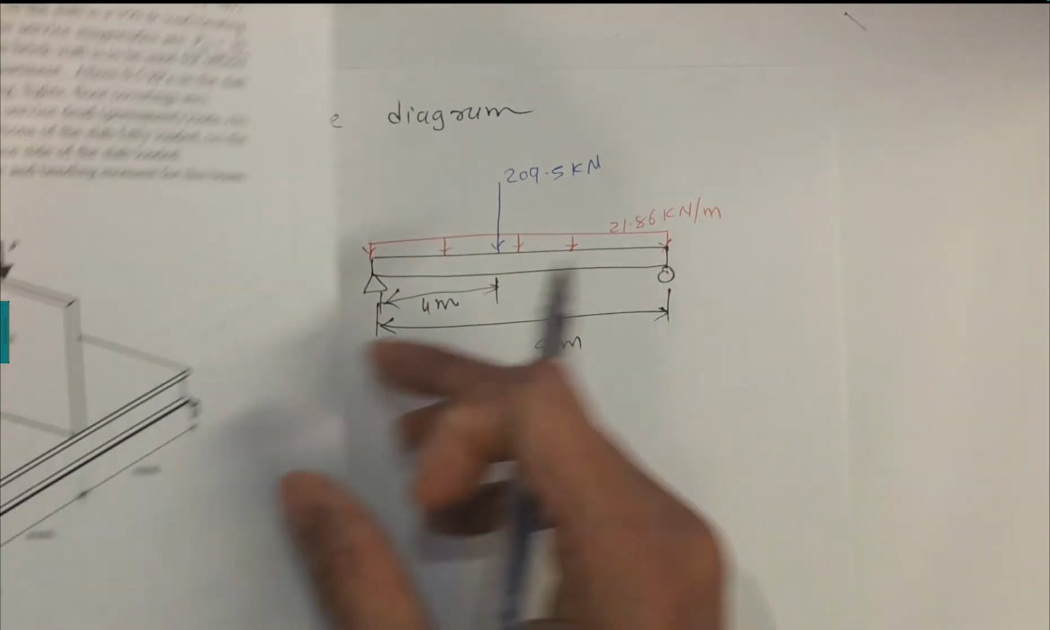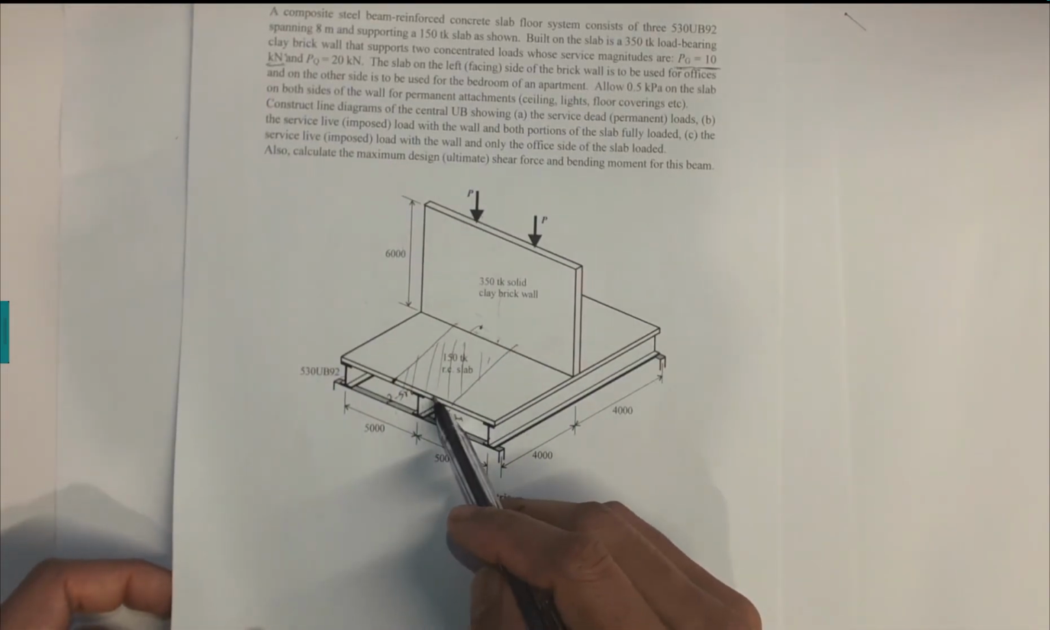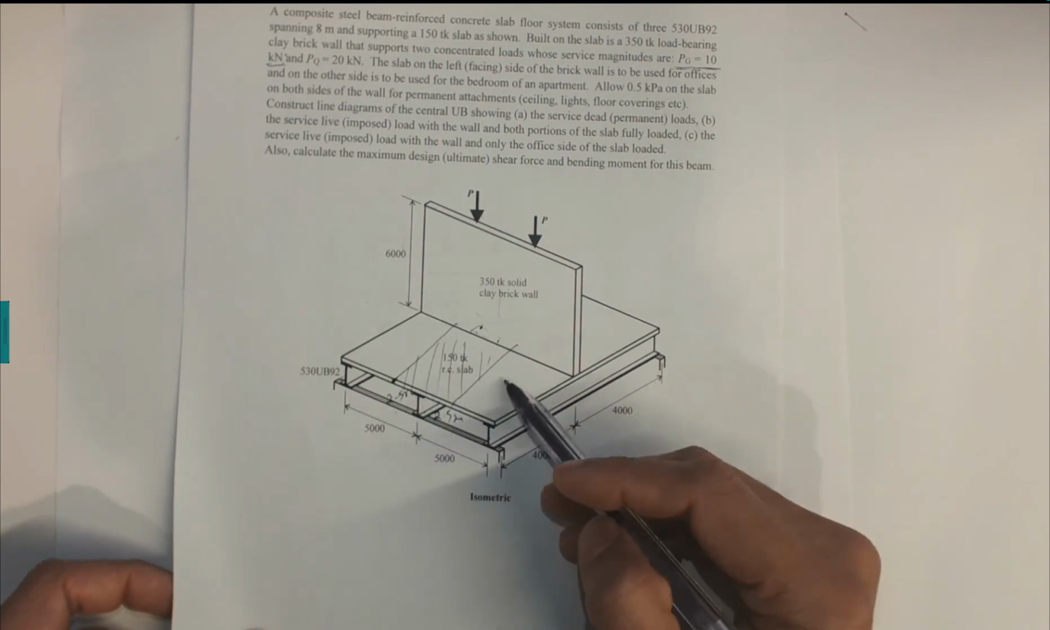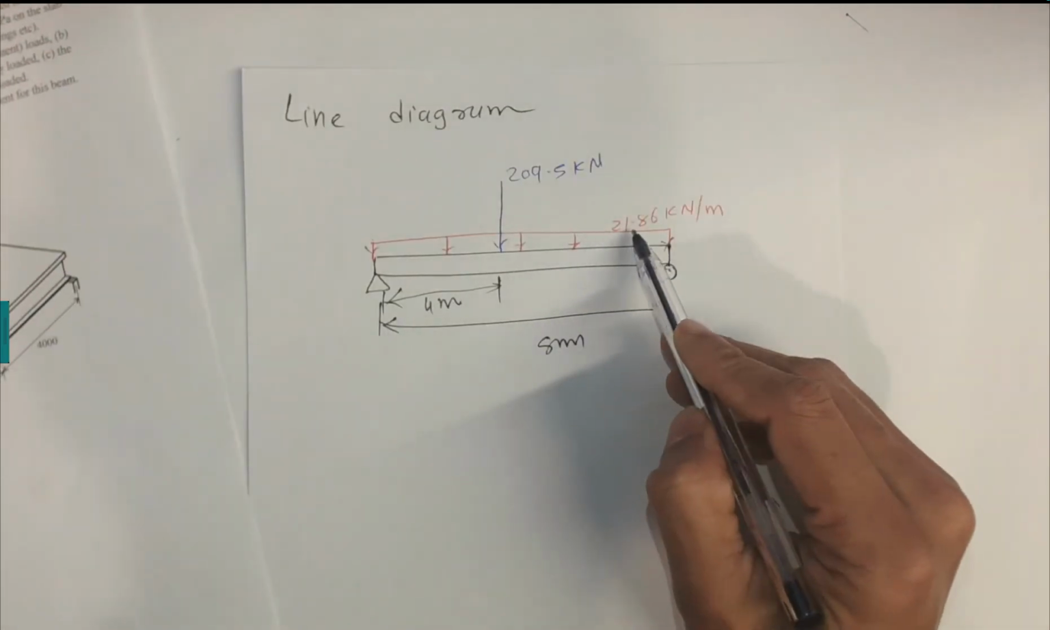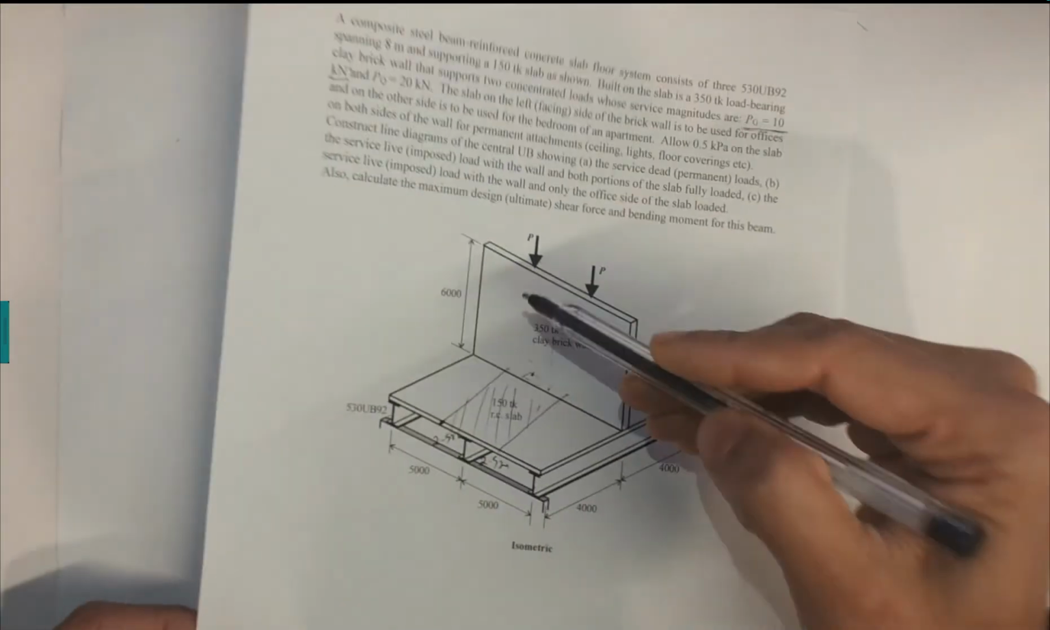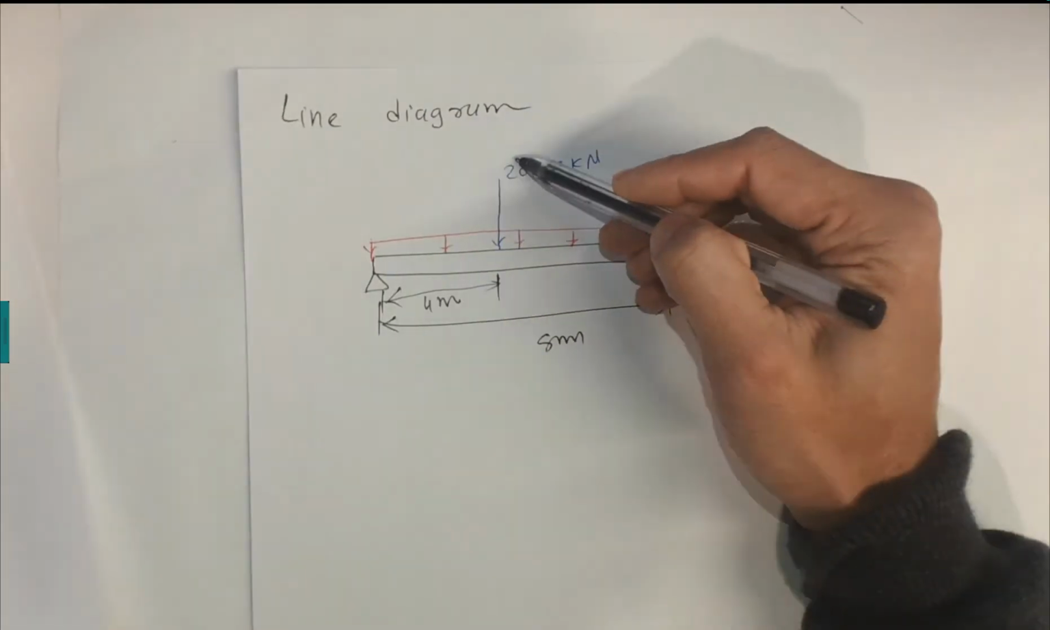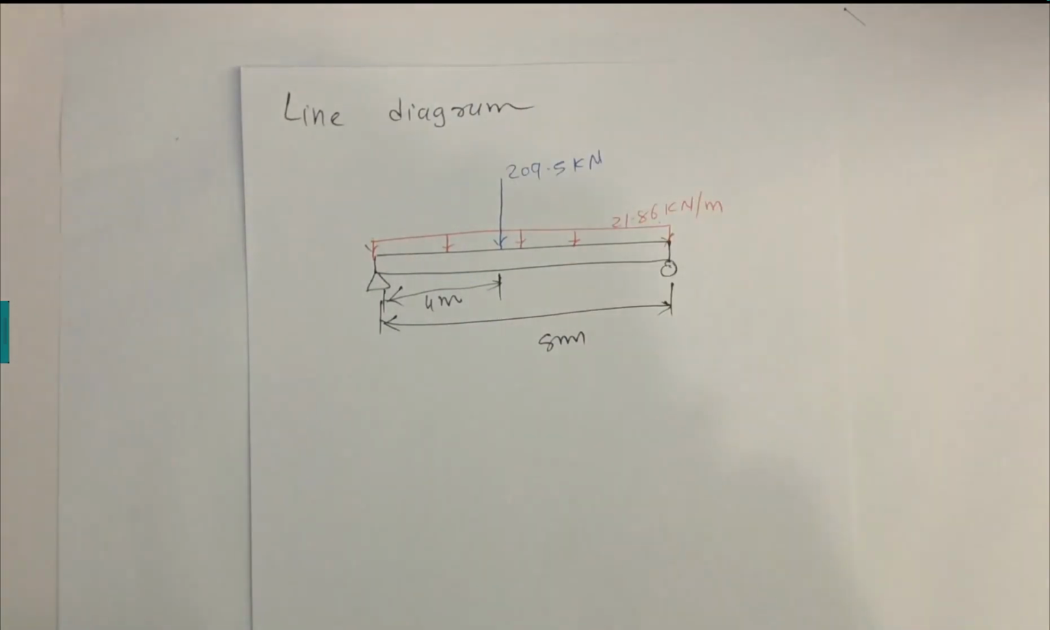So it's basically the self weight of the beam and slab weight, and also the dead load that will have a UDL load 21.86. The brick wall and this concentric load will have a concentric load 209.5 kilonewtons. This is the answer for section A.